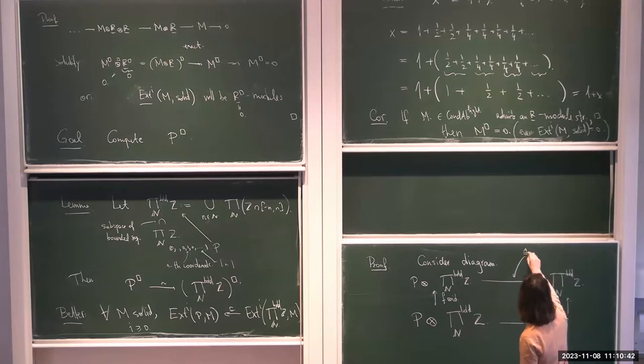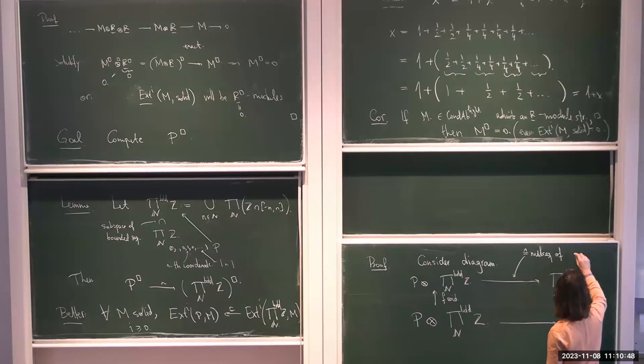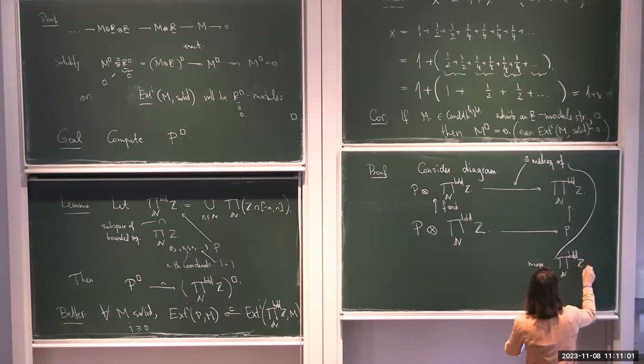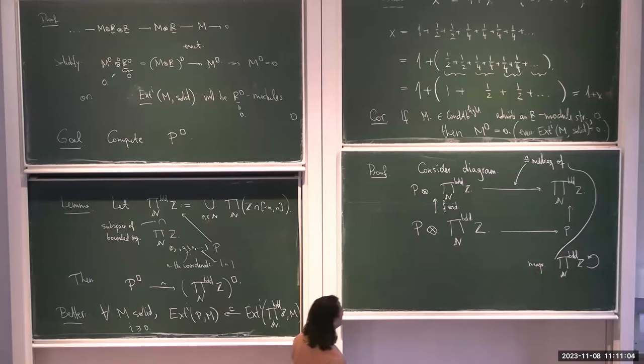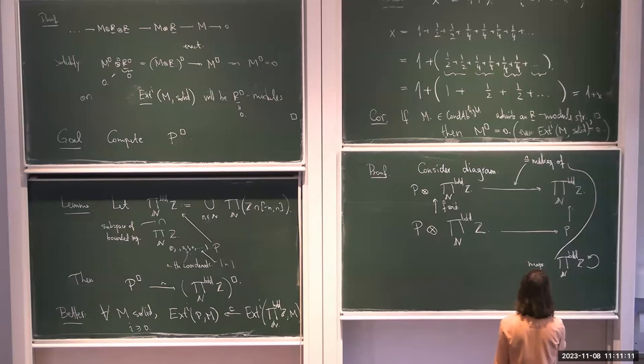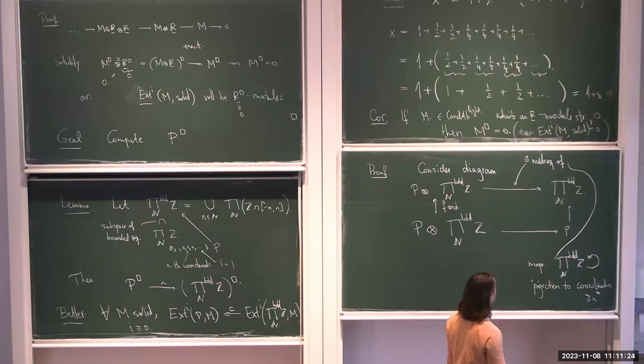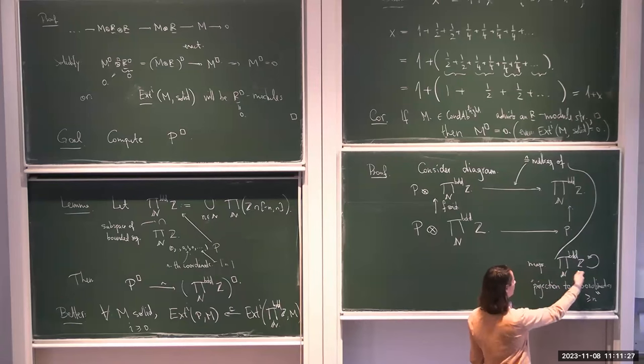And so this here corresponds to the null sequence of maps from the bounded product to itself, which are projection to the coordinates greater than or equal to n. So in other words, in the first n coordinates, it's a zero map, and on the others it's the identity.